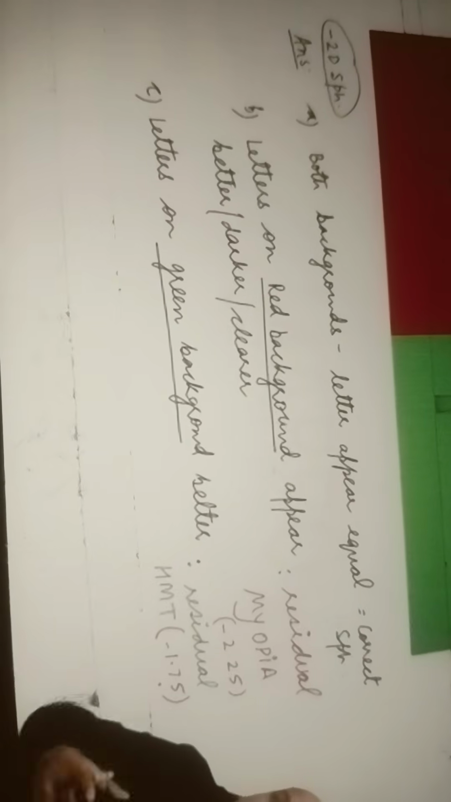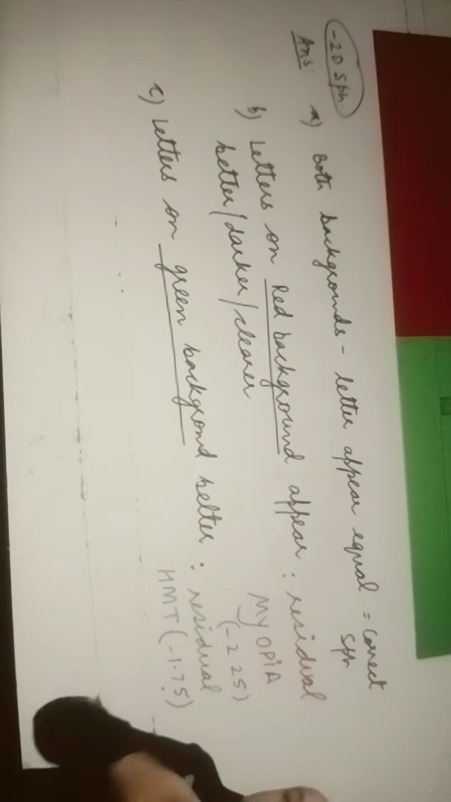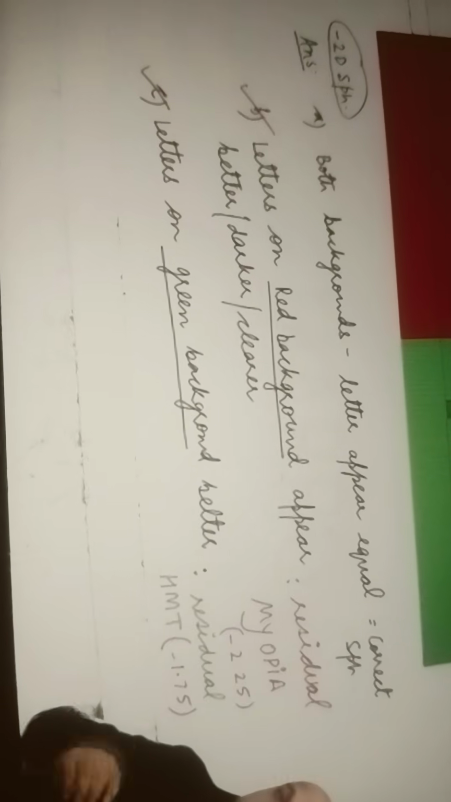Are you getting my point? I've reduced the power too much, so I have made the power of the eye lesser. Lesser means I have turned it into hypermetropia. So there is residual hypermetropia. Am I making myself clear here? That is what we need to do. That is what we need to understand and be aware of when we are doing the test.